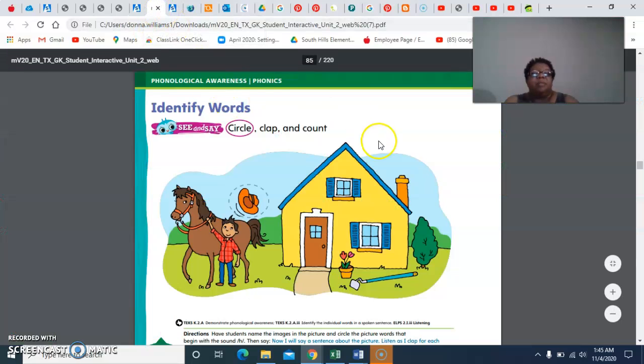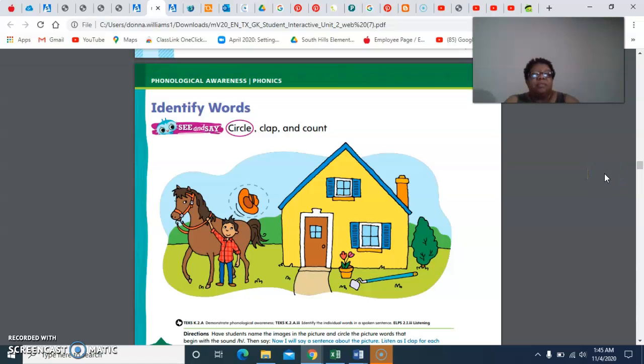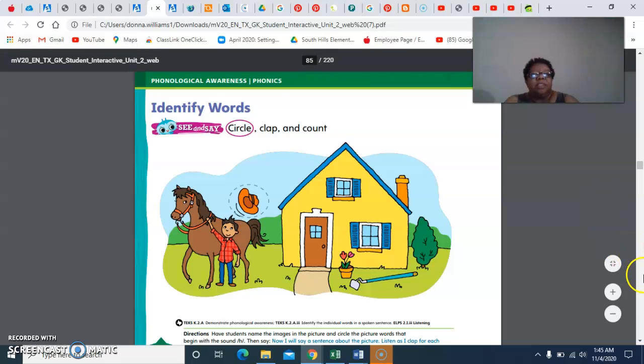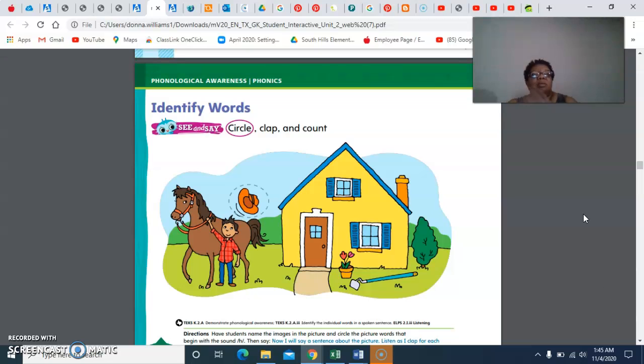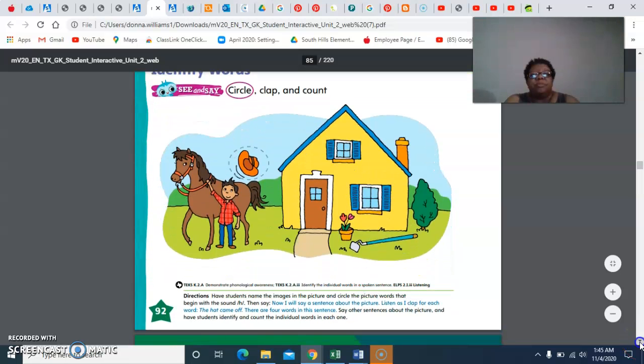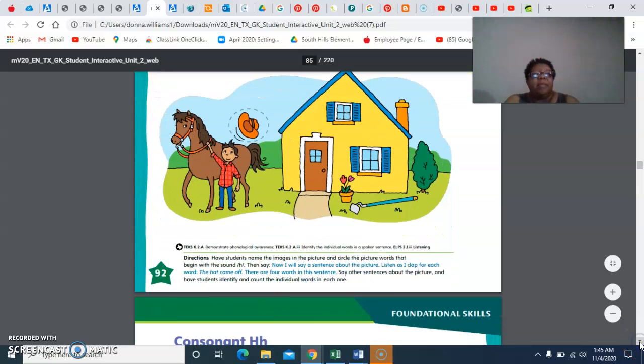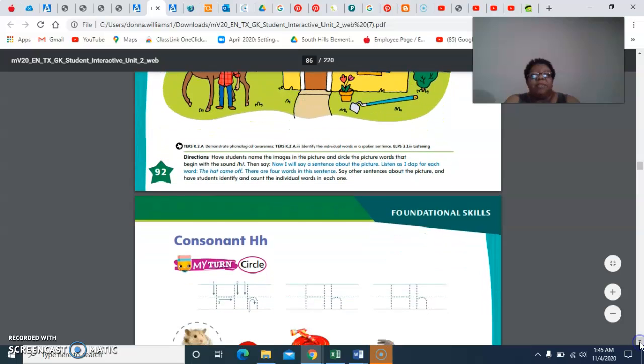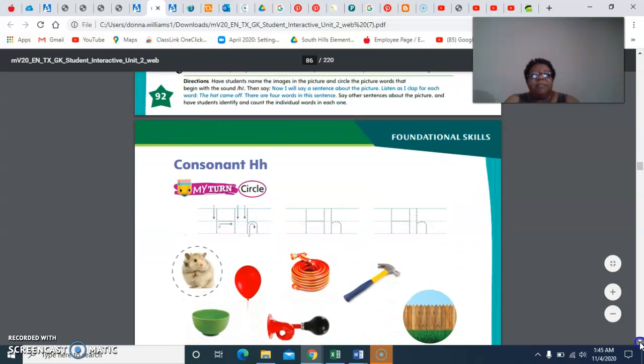Okay, here's your workbook pages to work on. You're going to find things that start with H and circle them. You can also clap the syllables like horse and do horse, house, house. So you can clap the words, and those are syllables for words. And count how many times you had to clap.